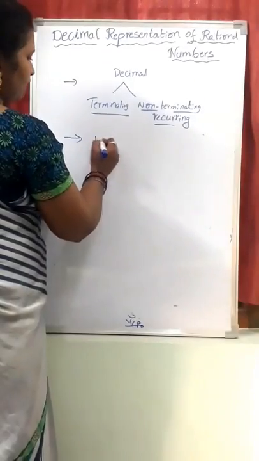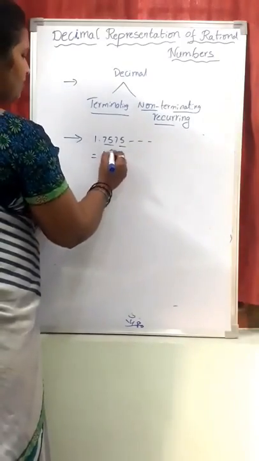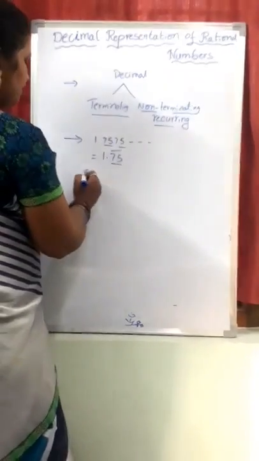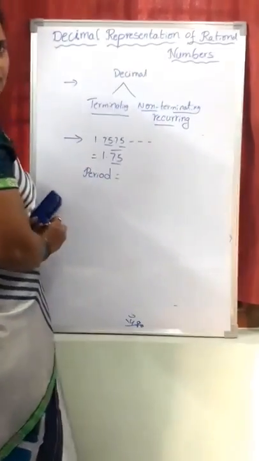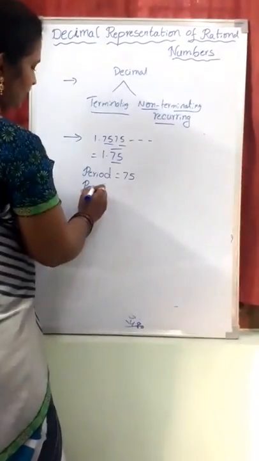For example, 1.7575 and so on, here 75, two digits are repeating. This can be represented as 1.75 bar, and the digits that are repeating are called the period. Already we have discussed, no? So here what is the period? The period is 75. And what is the periodicity here? How many digits are repeated, that is called the periodicity. Here the periodicity is 2. Have you understood the concept?